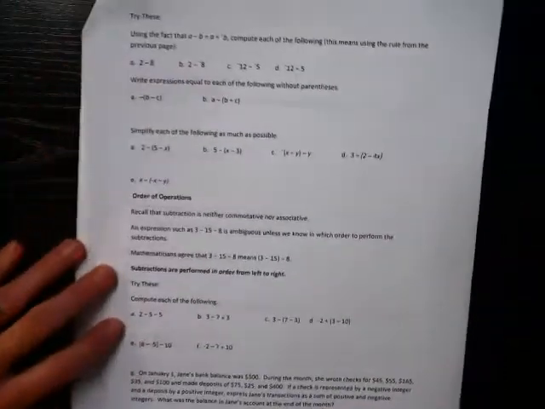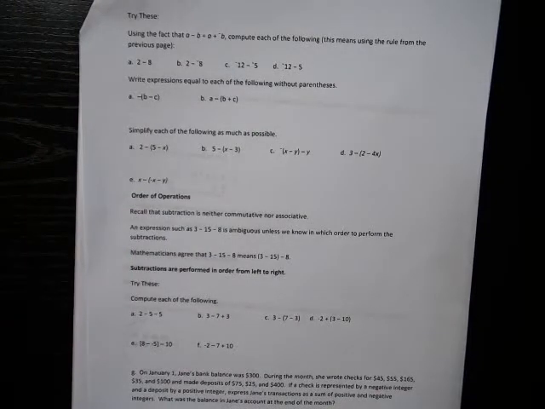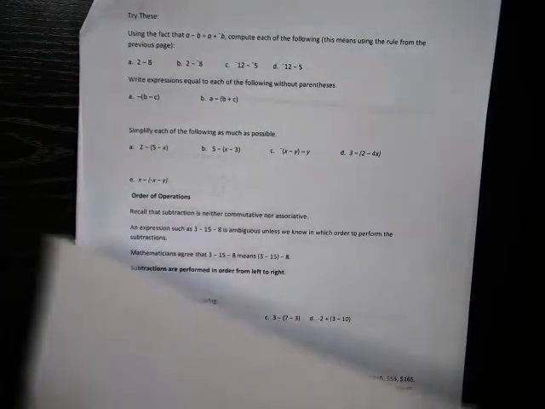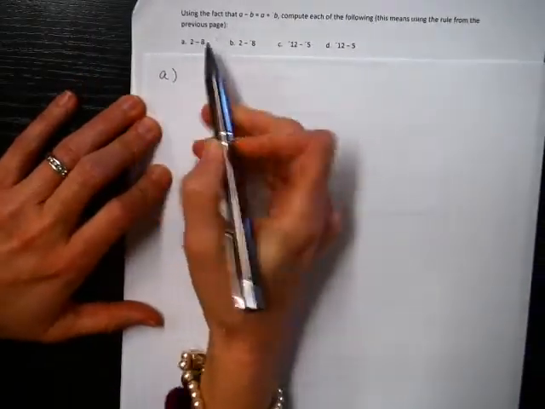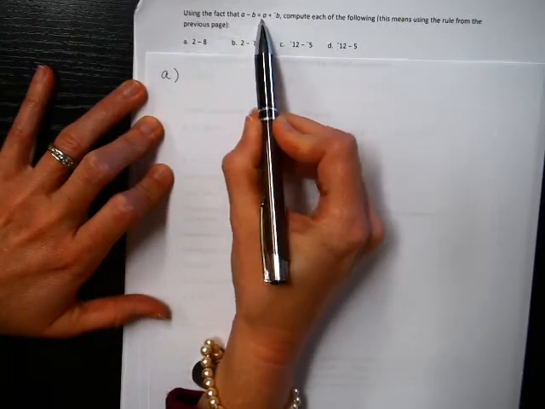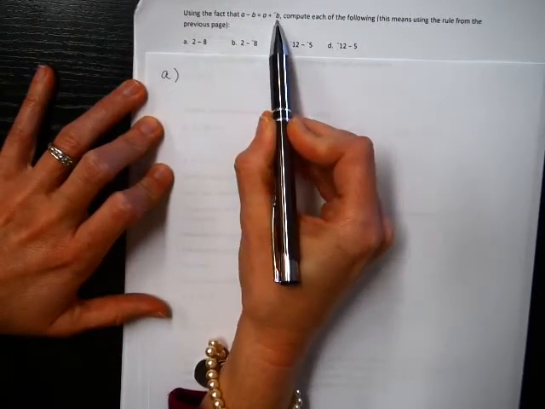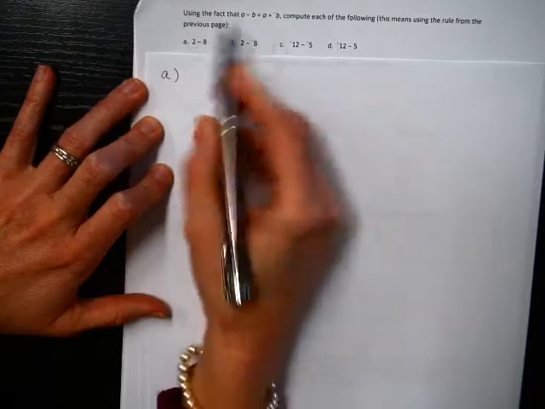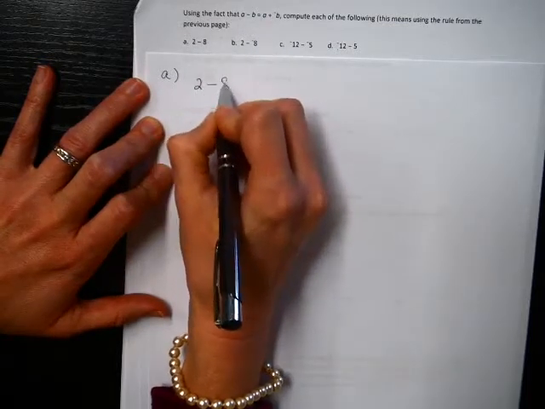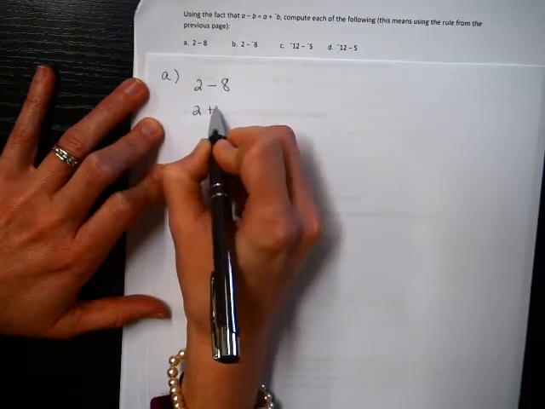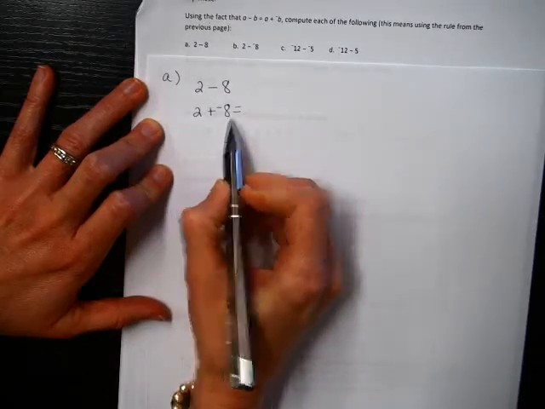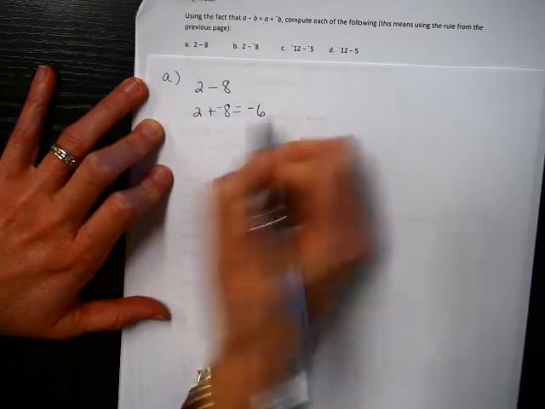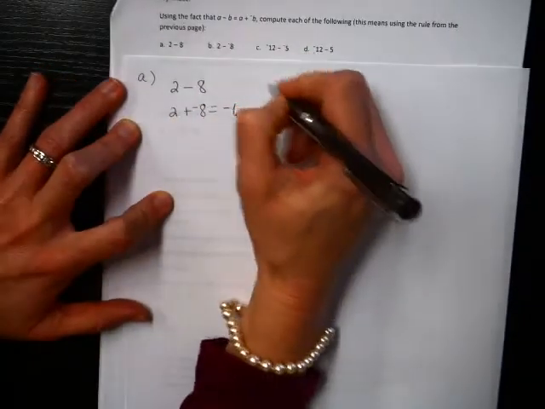Okay, on the last page here we have some try-these problems that are very similar to your MyLabs Plus homework. If we start here with A, we're going to use the fact that a minus b is equal to a plus the opposite of b to compute each of the following. So 2 minus 8 is really 2 plus negative 8. Signs are different, so I subtract and keep the sign of the larger number. I get negative 6. Okay?